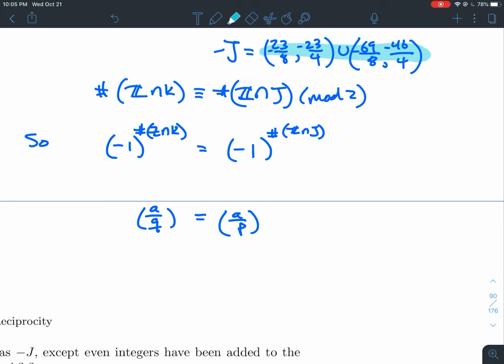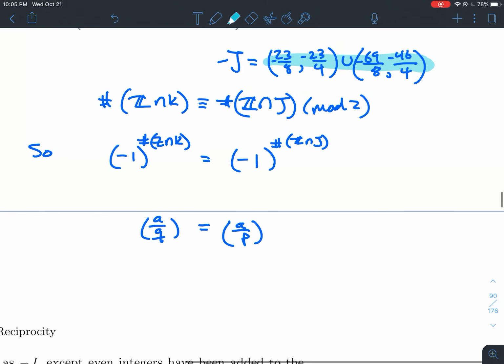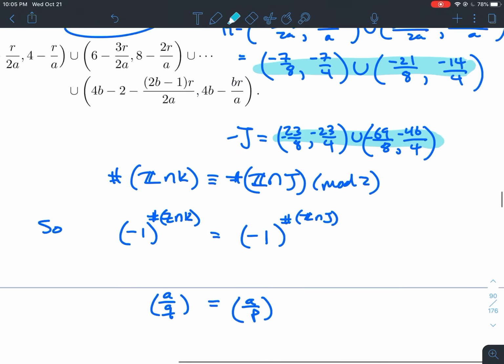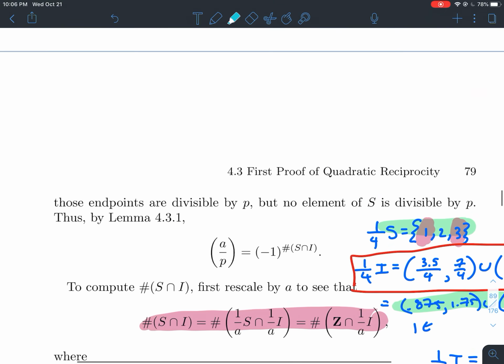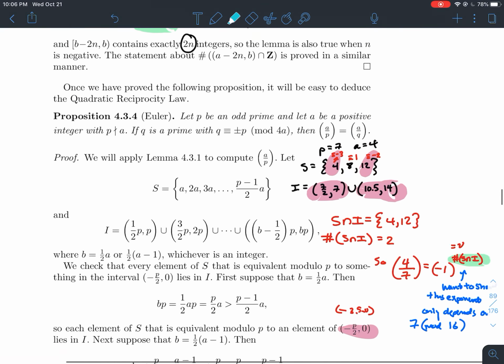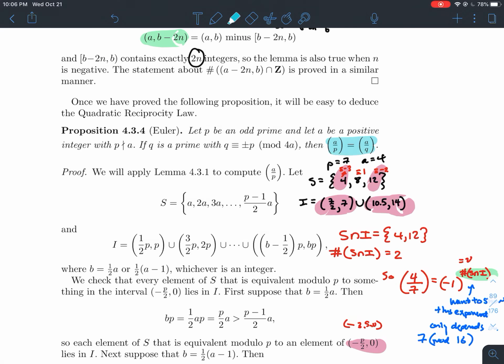So once again, no matter what, if Q is equivalent to P modulo 4A or equivalent to minus P modulo 4A, then Euler's proposition says that those two numbers have the same Legendre symbol.